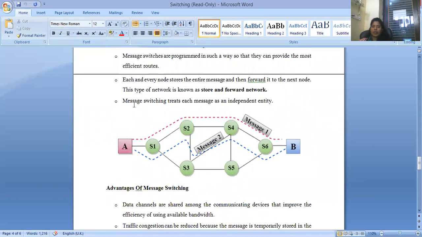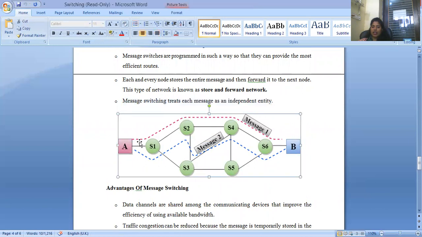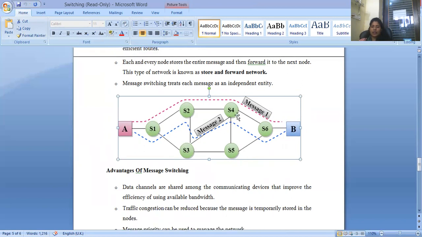Message switching treats each message as an independent entity. Here, this is the source, this is the destination. You can see that message 2 is passing by using these channels, and one will be this, and one will be here. You will come here, then here, and again here. So there will be multiple paths to forward the data packets over this network.